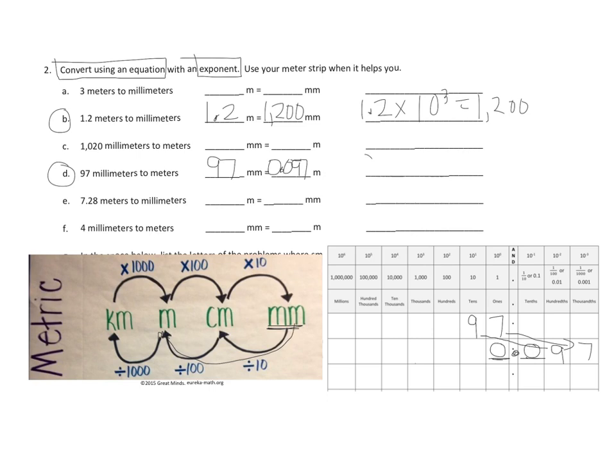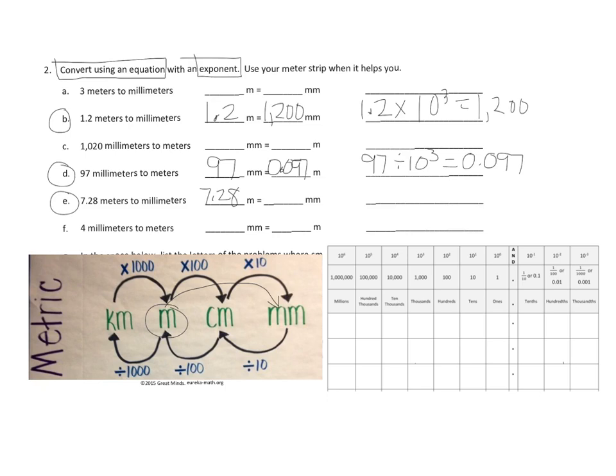The equation is going to be 97 divided by 1,000, which is the exponent of 10 to the power of 3, which gives us the quotient of 0 and 97 hundredths. All right, 2E, we have 7 and 28 hundredths meters to millimeters. So I'm going to write 7 and 28 hundredths meters to millimeters. So meters goes to millimeters. That means we're multiplying, and we're multiplying that by 1,000.